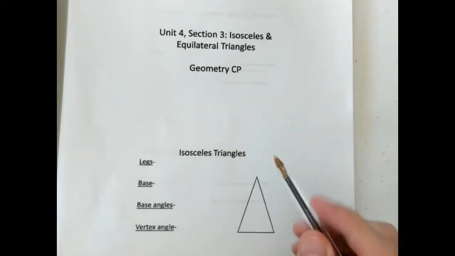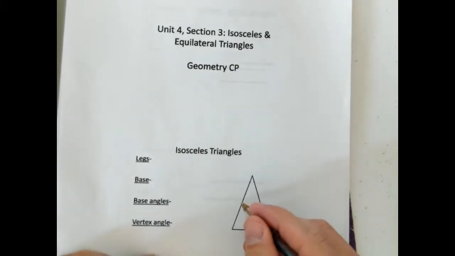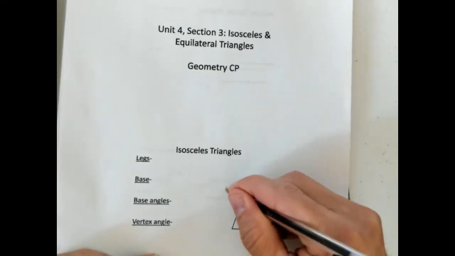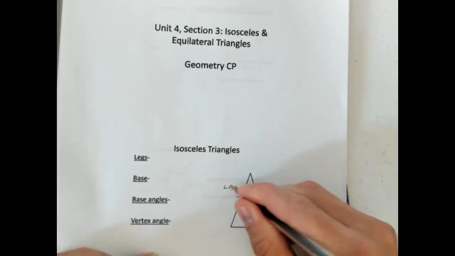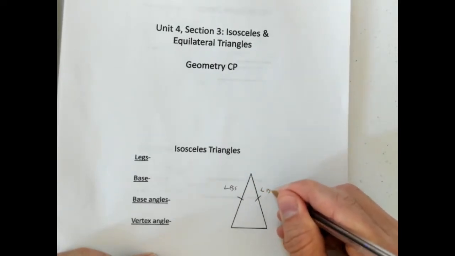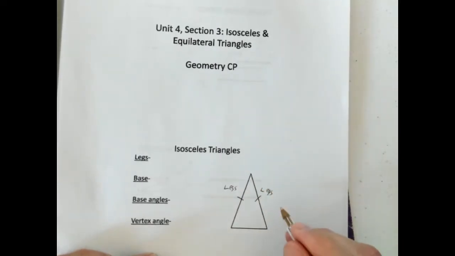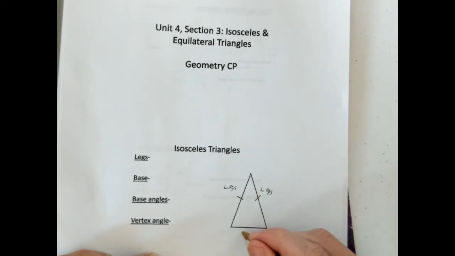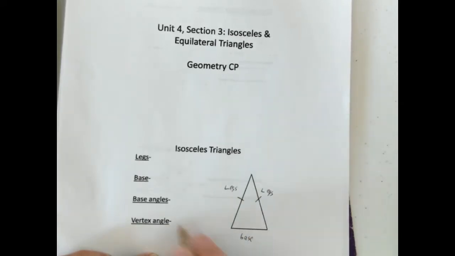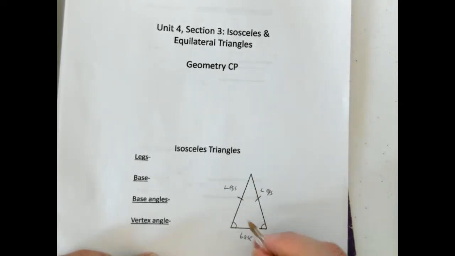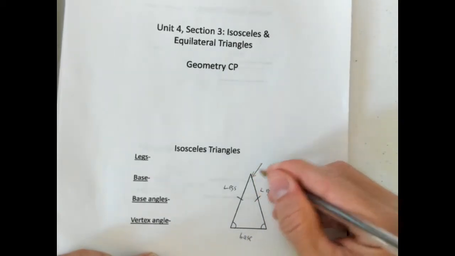So an isosceles triangle, there's a few things going on here. One, there's going to be two legs, okay? And the legs are going to be congruent to one another. Okay, those are the legs. The base is going to be the non-congruent side, which is down here. The base angles are the angles opposite the legs, okay? The vertex angle is the angle at the vertex.